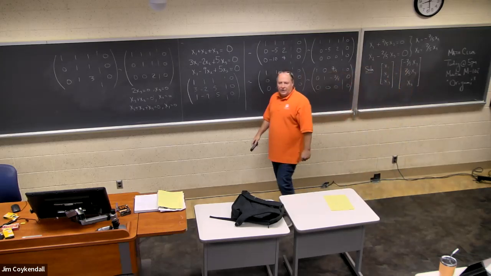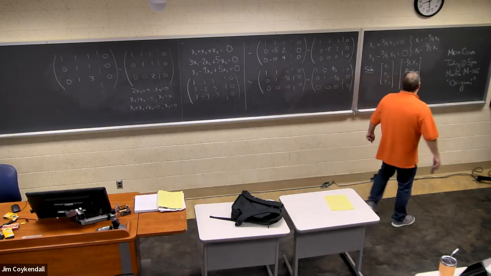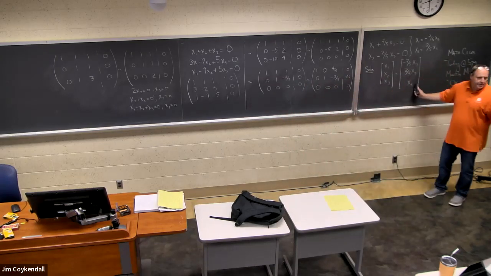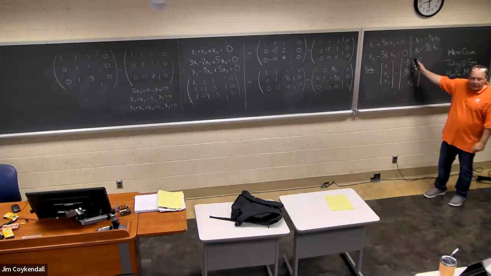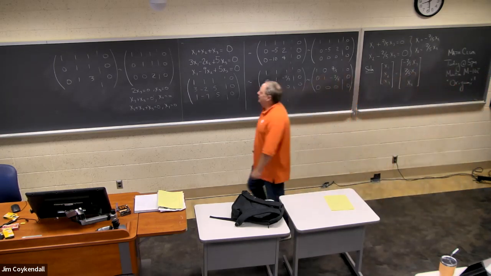So any solution to this looks like this. Put whatever you want in the bottom, and then take 2/5 of that and put it there. Take negative 7/5 of that and put it at the top. Notice if I take x3 to be 0, I get 0, 0, 0, which is the trivial solution.